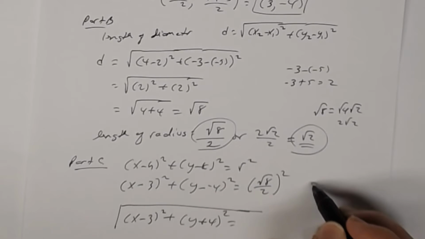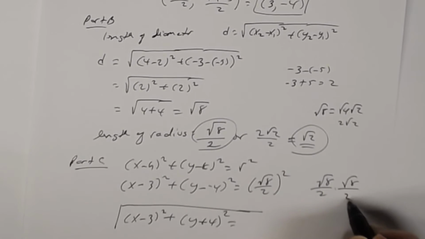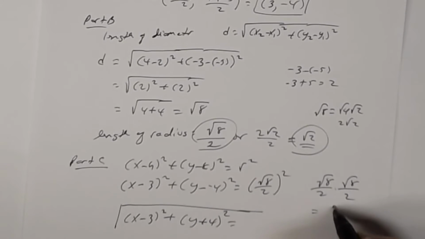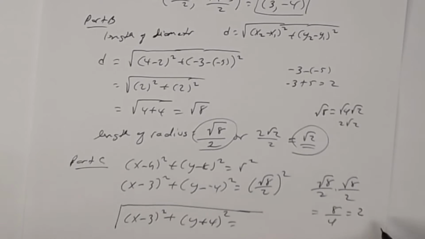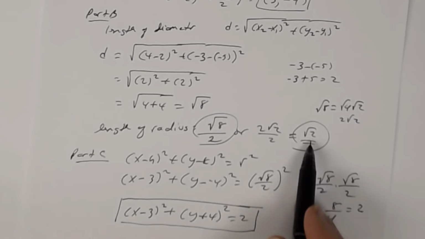So the square root of 8 divided by 2 squared means the square root of 8 divided by 2 times itself. Okay? Well, the square root of 8 times the square root of 8, that's the square root of 64, right? And the square root of 64 is 8. And then 2 times 2 is 4, and 8 divided by 4 is 2. All right, so that's 2 here. And there's your answer. You could have used this as well, right?